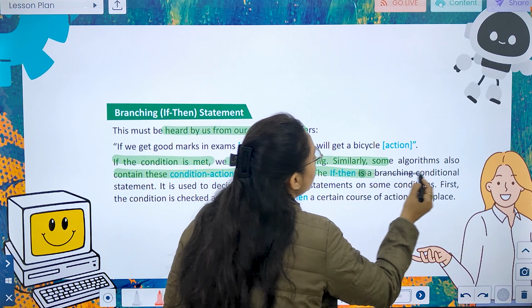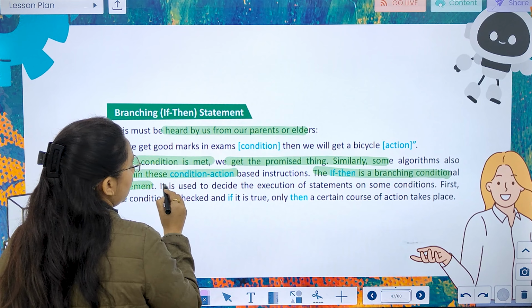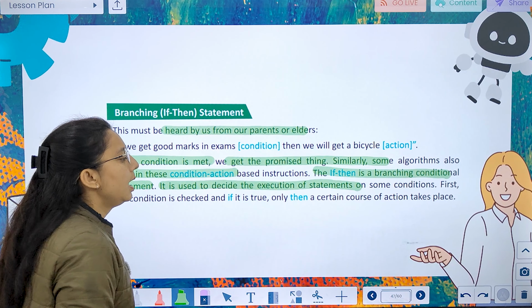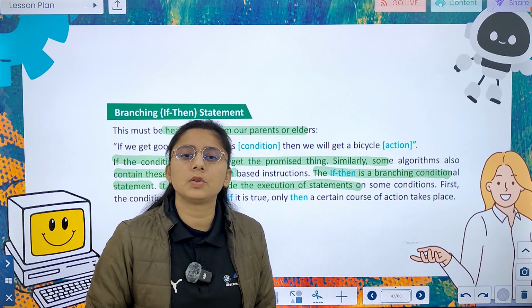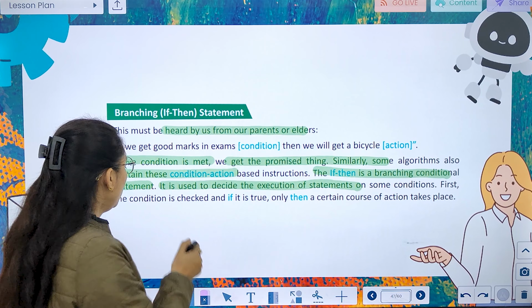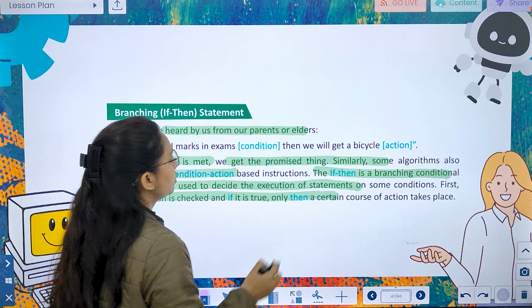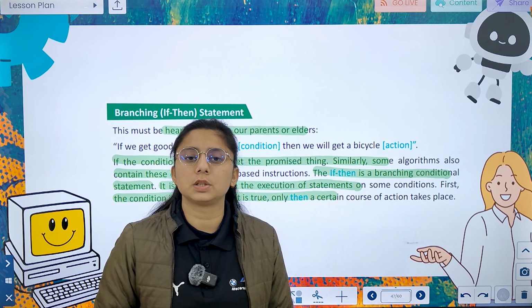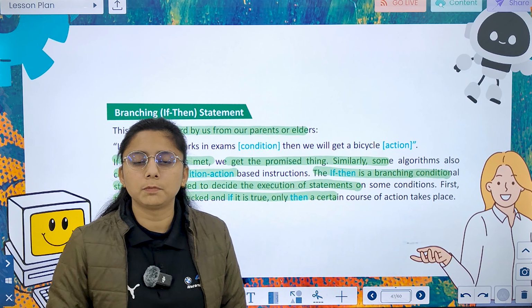The if-then is a branching conditional statement. It is used to decide the execution of a statement on some condition. First the condition is checked, then if it is true, only then the certain action will take place.